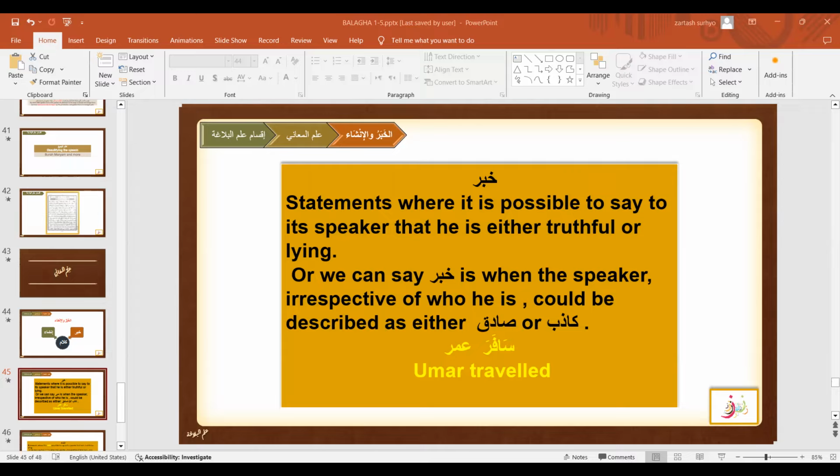But if we know someone who is a liar, and he has given you some information, we can tell him that you are lying, or you are telling the truth. So this is all about khabar.